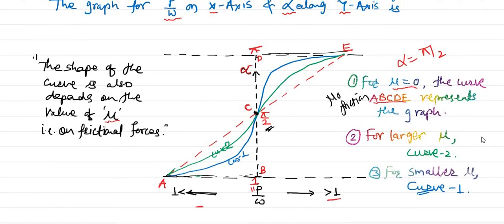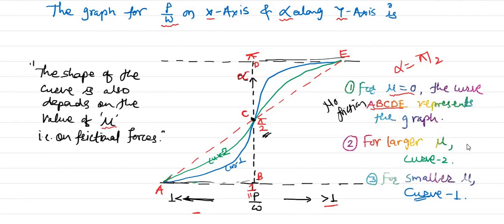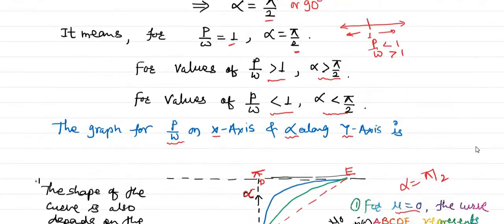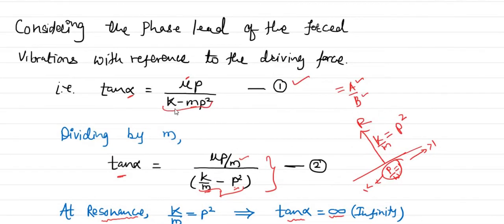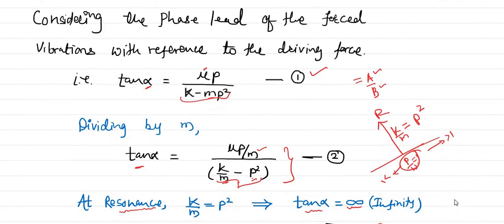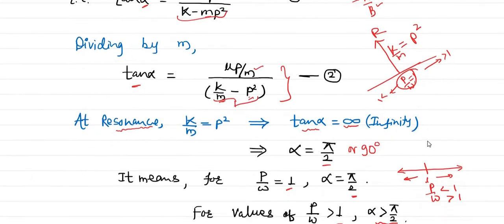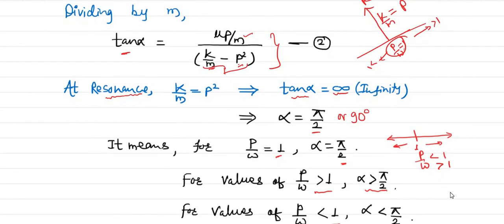So basically phase of resonance means that tan alpha term we have taken, and from that we have derived the value of alpha for a specific case. Which specific case do we know? We know the resonance case at which k by m is equal to p square, and from that we got alpha is equal to pi by 2. But it is with one condition, that is k by m is equal to p square, and that is the condition of our resonance.